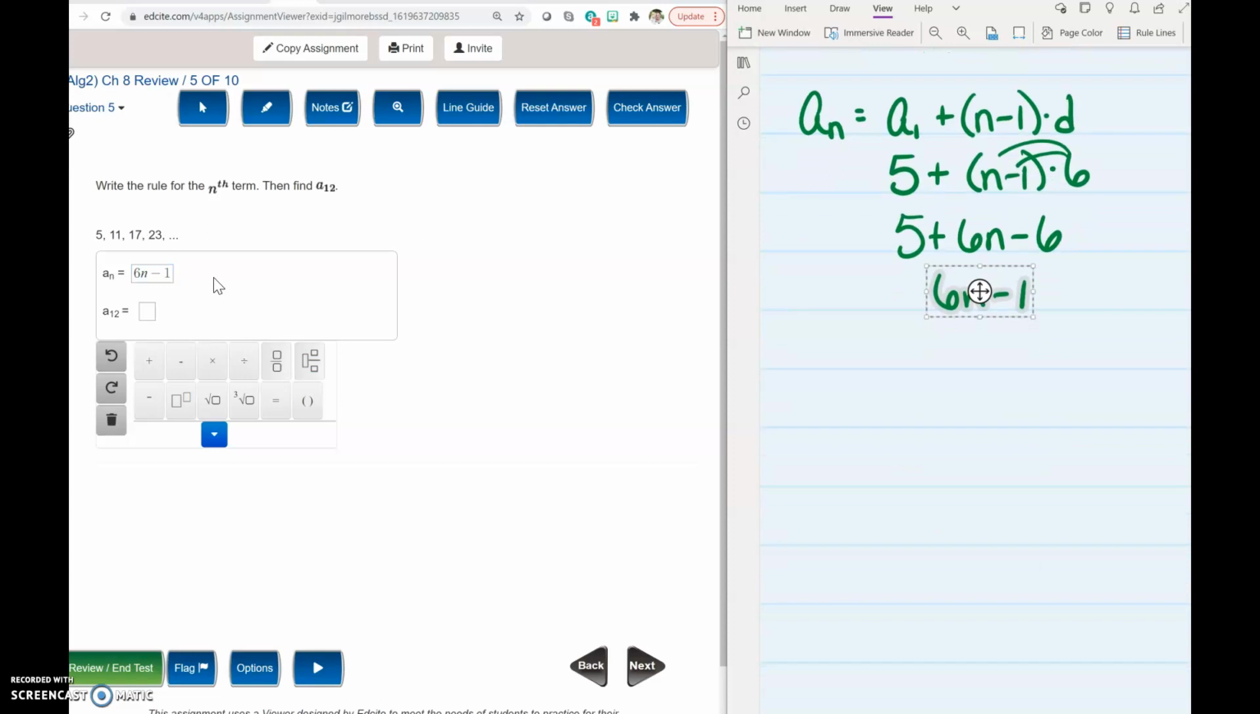Once we have that rule, to find the 12th term, you simply plug in 12. So 6 times 12 minus 1, and I'll use my handy-dandy calculator for that. My calculator says that it is 71.